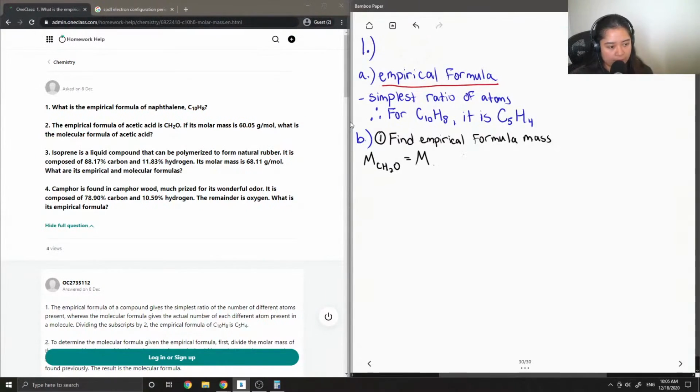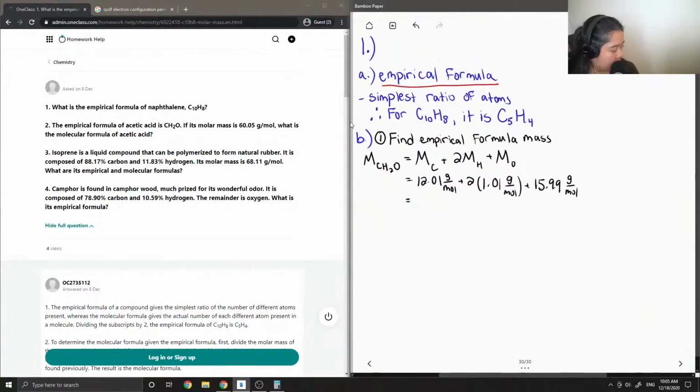So it would be the molar mass of carbon plus 2 times the molar mass of hydrogen plus the molar mass of oxygen. These values are found on the periodic table. The molar mass of carbon is 12.01 grams per mole. For hydrogen, it's 1.01 grams per mole. And for oxygen, it's 15.99 grams per mole. So the empirical formula mass is 30.02.